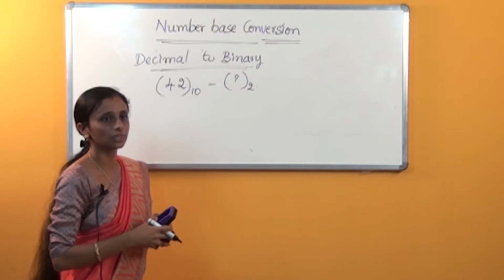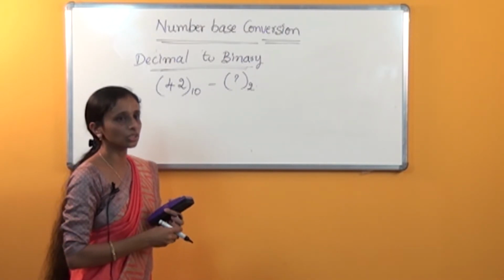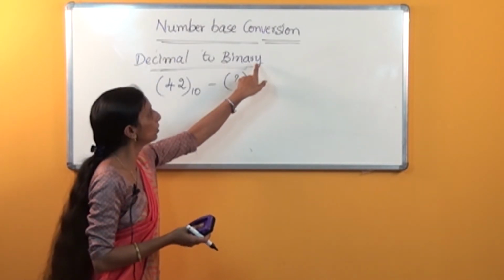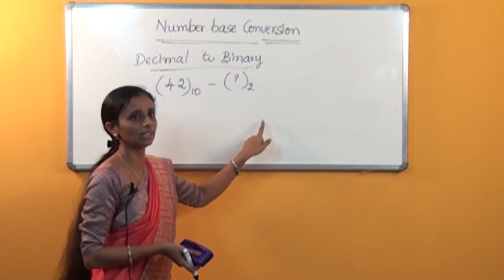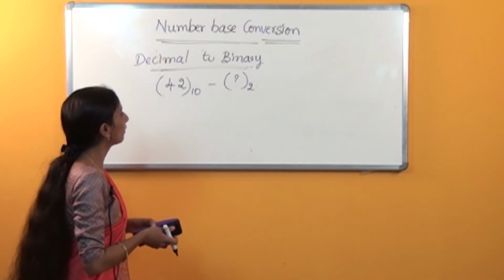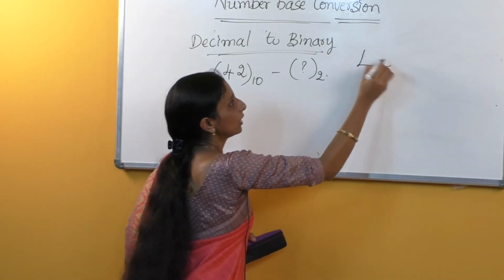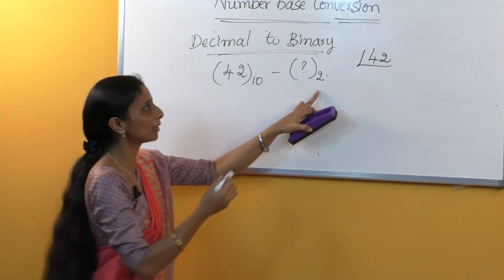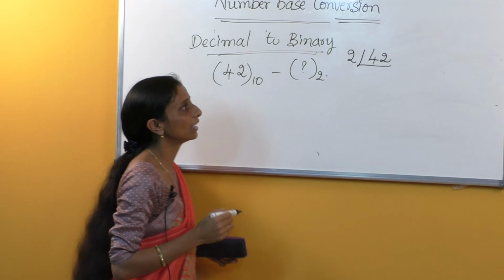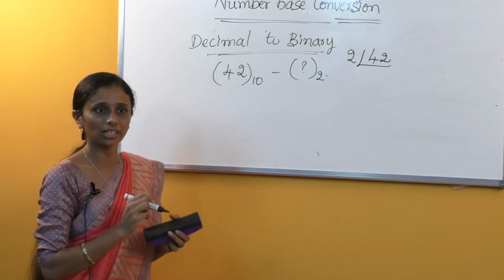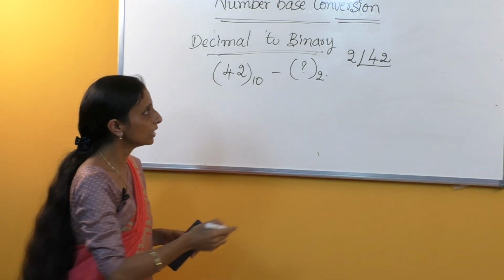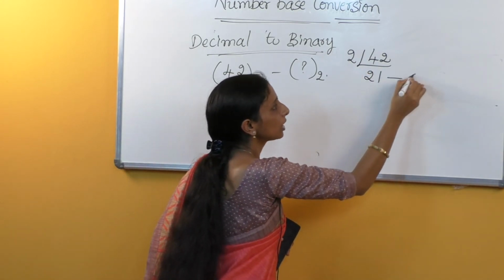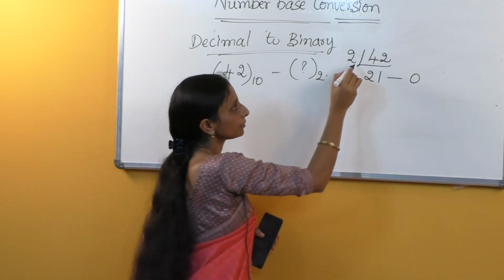Now how to convert this decimal number to binary? We have to divide the number by the base value of the binary. What's the base value of the binary? That is 2. So here the number is 42, and we divide it by 2. Whatever remainder we get, we write it separately. 2 2s are 4, 2 1s are 2, there is no remainder, so I will write it as 0.